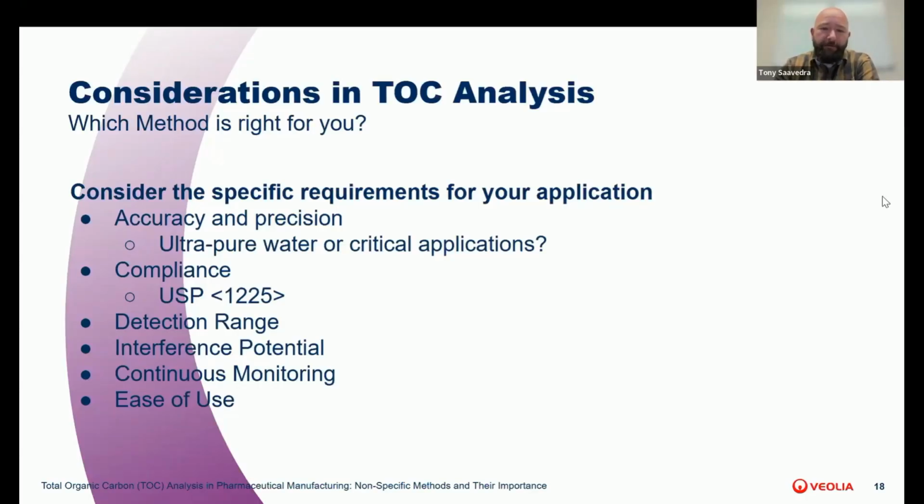So to sum it up, if you're working on critical pharmaceutical applications that need the highest accuracy and have to meet pharmaceutical standards, membrane conductometric detection is often the way to go. If you need a good balance of accuracy and a wide range of detection, right? NDIR might be an excellent choice for you. If you're more focused on trend monitoring or preliminary screening or less critical applications where absolute accuracy isn't crucial, direct conductometric is suitable. But here's an important point.